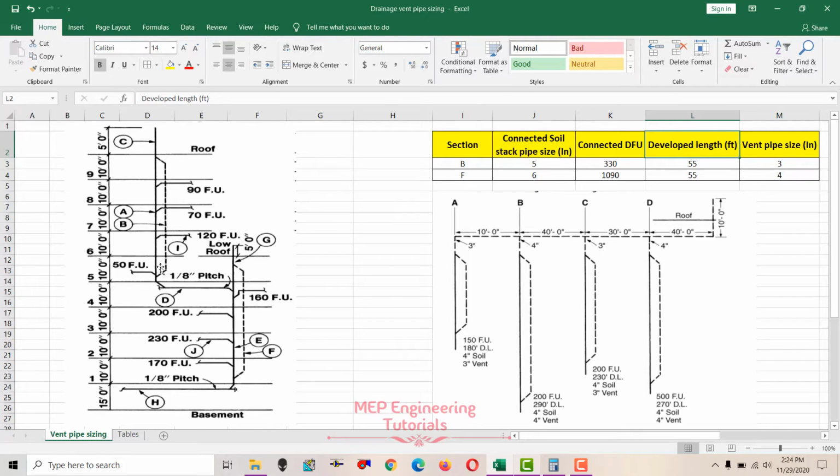Developed length is basically the length of the vent stack measured from the point of connection to the drainage system at its base point, this is the base point, to the point of discharge at the outlet above the roof. This is our high roof level and this is our low roof level, six story, you can see that we have a low roof level here. So from this base point of the drainage system to the top of the roof level, this represents the developed length.